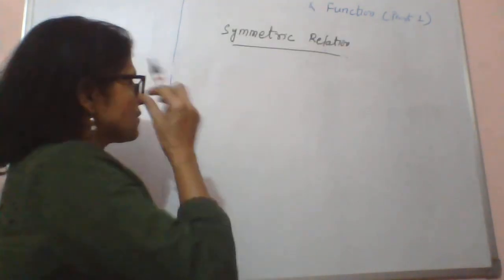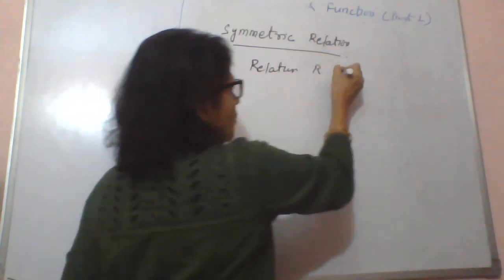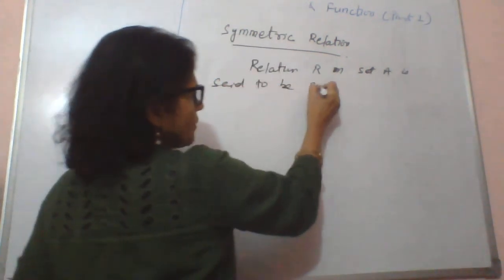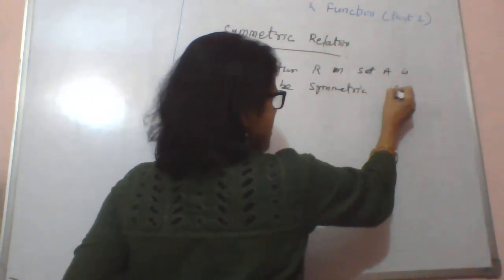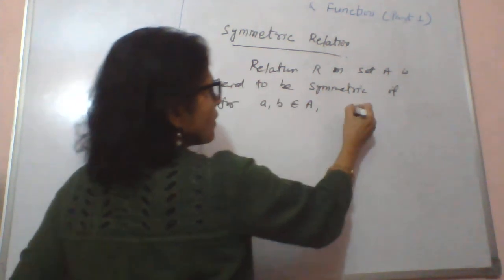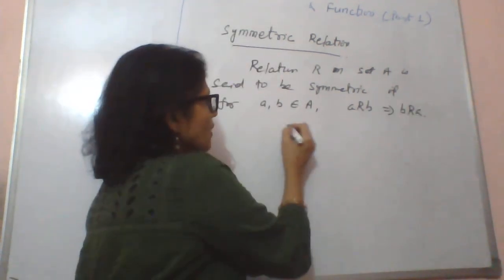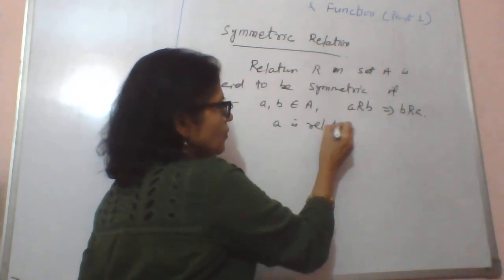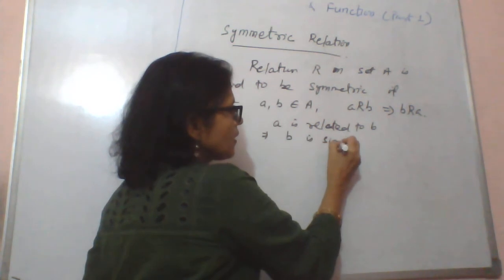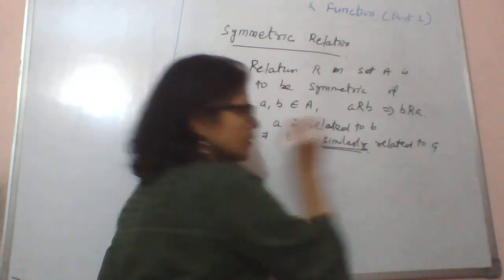So symmetric relation, what is it? The relation R on set A is said to be symmetric if for two elements A, B belonging to A, A R B implies B R A. It means A is related to B implies B is similarly related to A. Okay, so please remember, similarly related, not simply related.